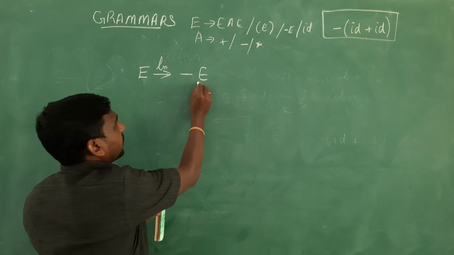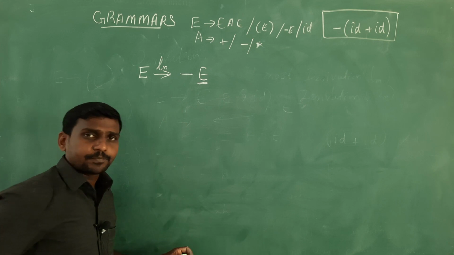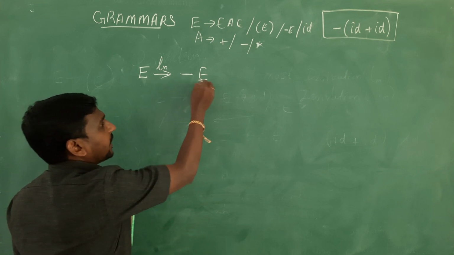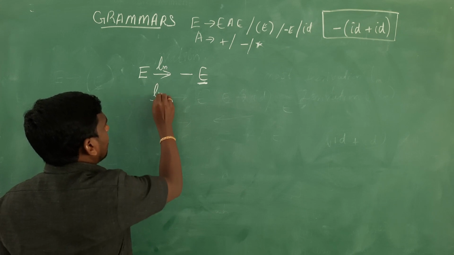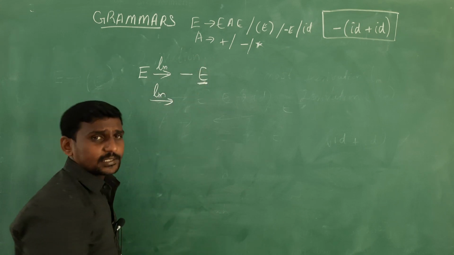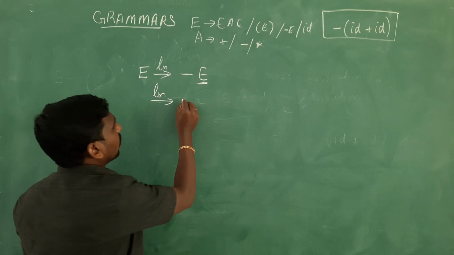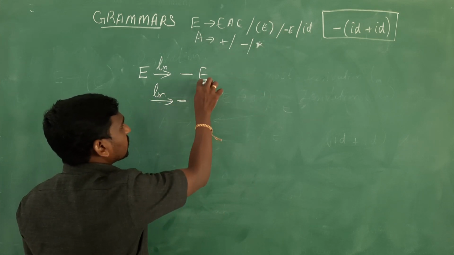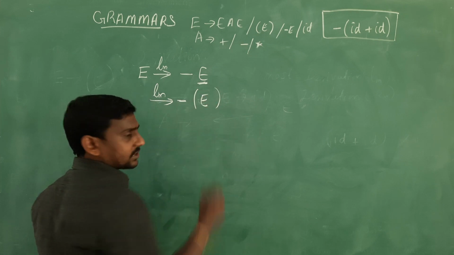So the leftmost variable is E, because from here only E I can obtain. So I have to expand E first. Okay, so LM, E: what I can do is, minus I obtained, then I need open brace E close brace. So minus is already there, and for E I want to put open brace E close brace.